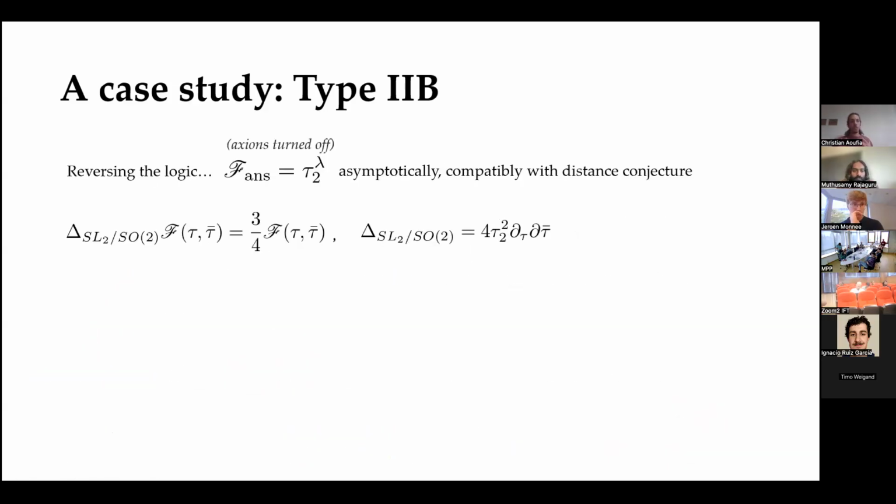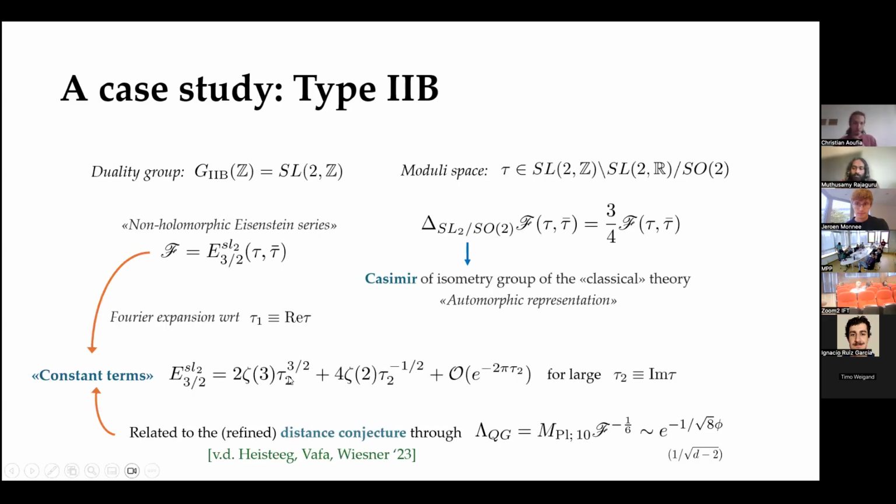Great, so now what we can do is try to reverse the logic. We can take the Laplace equation and impose it, trying to solve it for an asymptotic ansatz. We take here an asymptotic ansatz which is compatible with the distance conjecture, and moreover, we take the axion tau 1 to 0. The reason here is twofold. First, we want to connect with the existing literature on convex hulls, which always consider rectangular tori, so all axions are off. And the second reason is that the constant terms that we want to imitate are precisely the zero modes of this Fourier expansion.